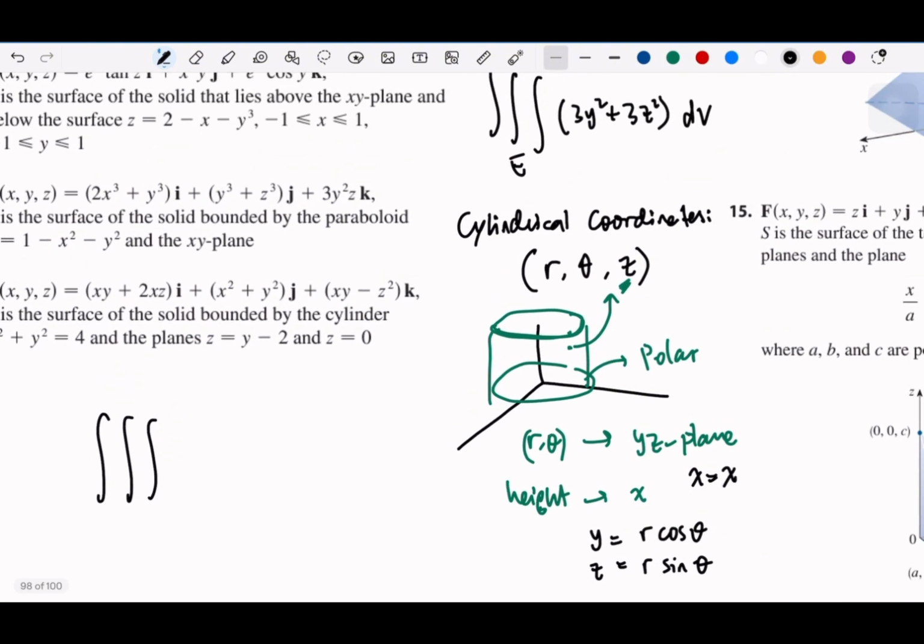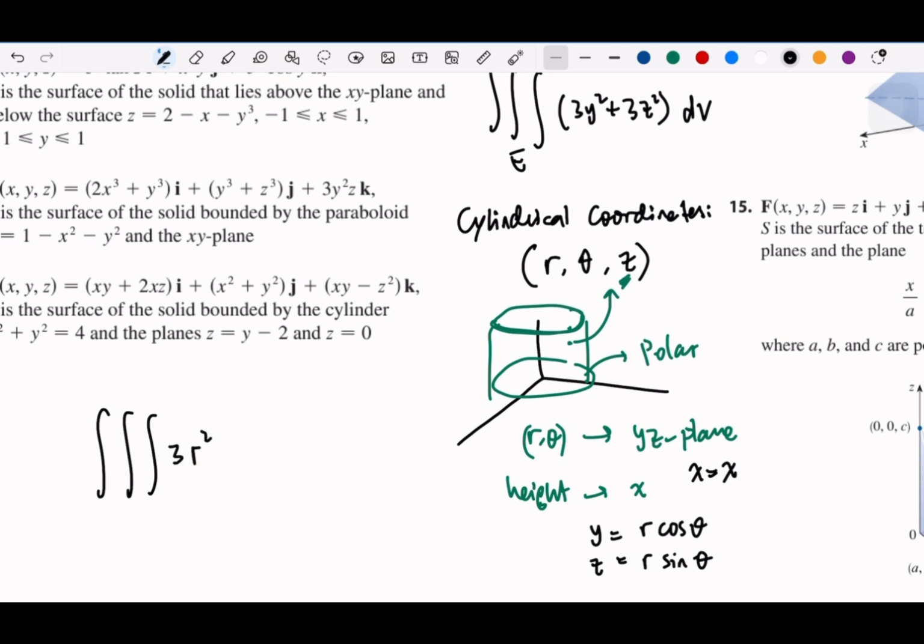So this will be 3y squared, so 3r squared cosine squared theta, plus, I think we agree that this can be factorized like that. And then the interesting thing here is we need to multiply by r, as usual in the polar, but first we integrate with x, then r, and then theta. The x will be negative 1 to 2, and then this will be the polar. Okay.